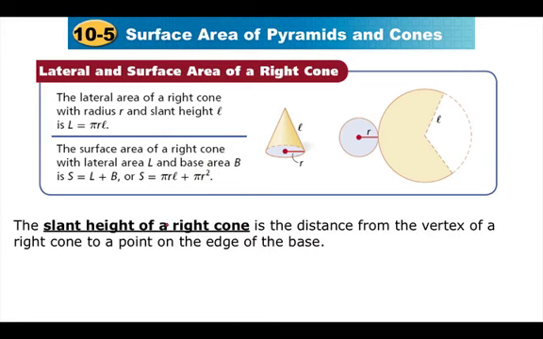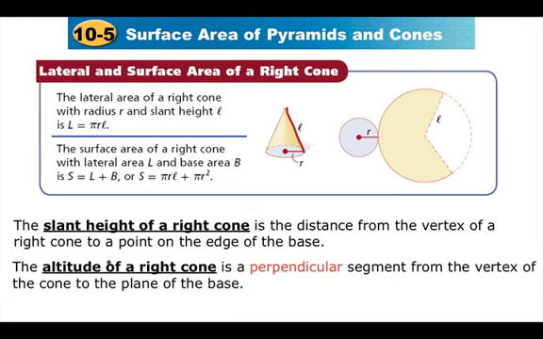The slant height of a right cone is the distance from the vertex of a right cone to a point on the edge of the base. And I highlighted that earlier. So this is your slant height, and it follows this definition.